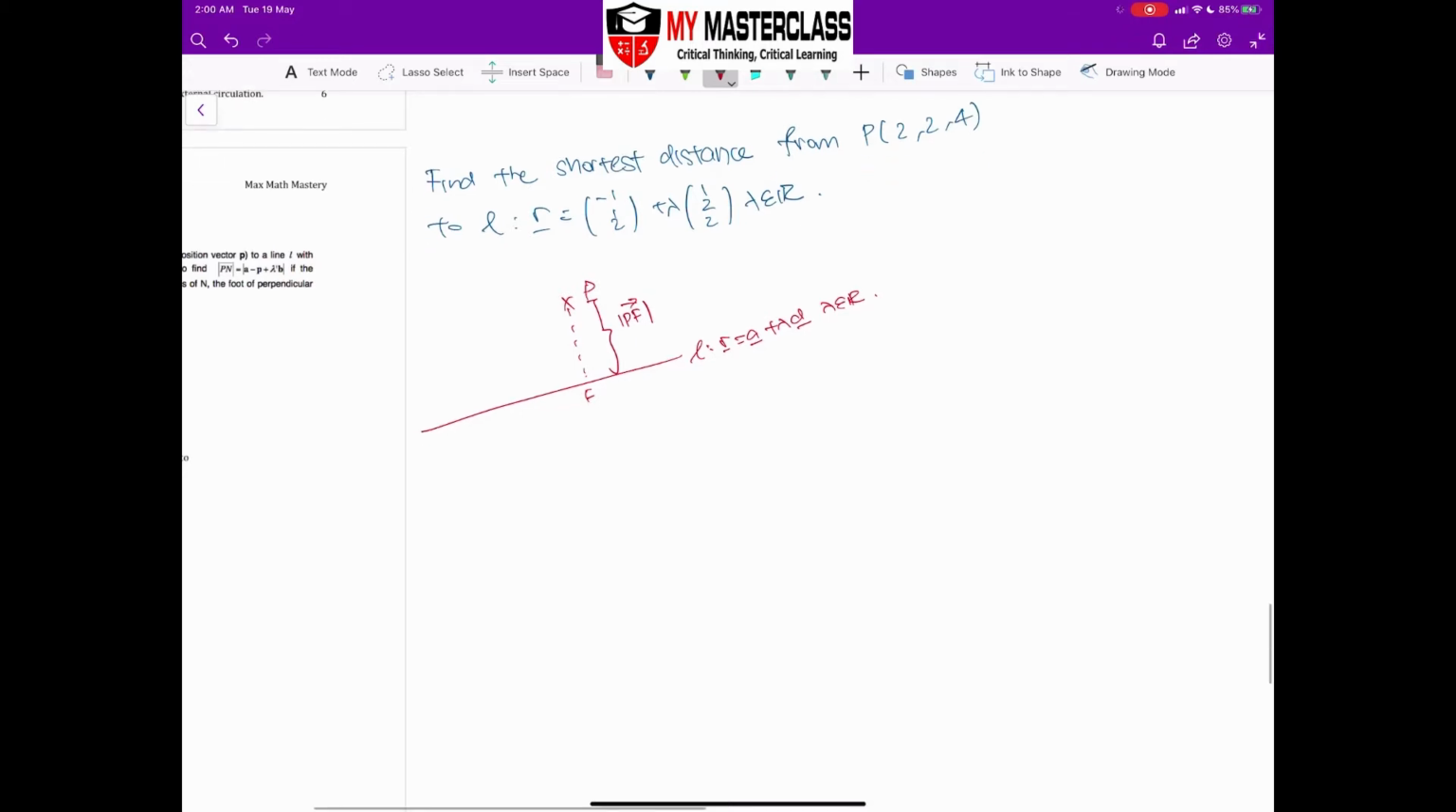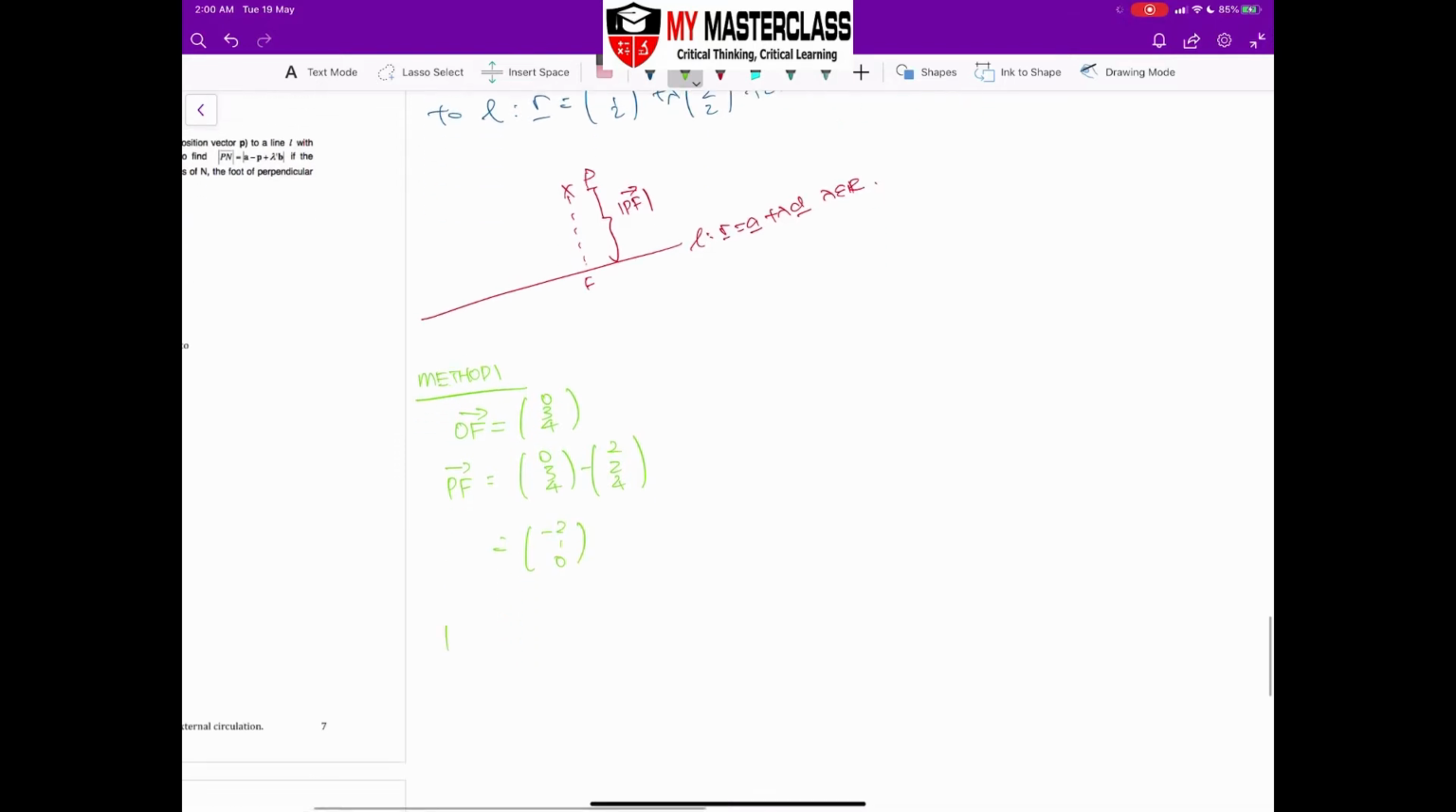But we have two methods to learn here. The first method, which I have just quickly mentioned, is Method 1, which uses the foot of perpendicular. From the previous part, we learned that OF is equal to (0, 3, 4). So to quickly find PF, it is equal to (0, 3, 4), which is OF, minus OP, which is (2, 2, 4), which will give me (-2, 1, 0).